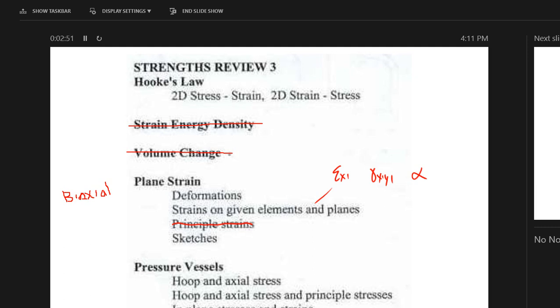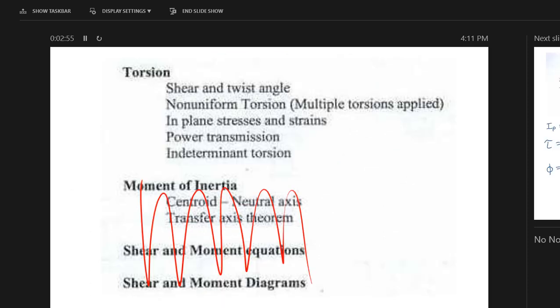All right. And then we're doing the stuff now, which is torsion. Okay, shear and twist angle, which is phi. Right? Or no, shear is tau, of course. Twist angle is phi. Non-uniform torsion, in-plane stresses and strains, and then power transmission, and then we're about to do indeterminate torsion. Okay. And then I gave you some example problems there.